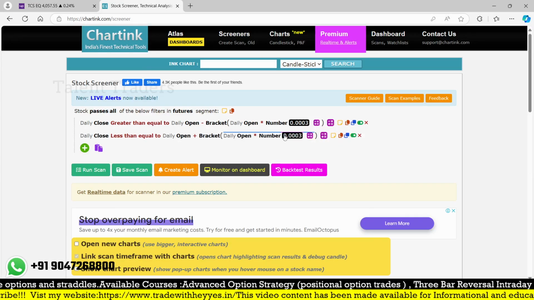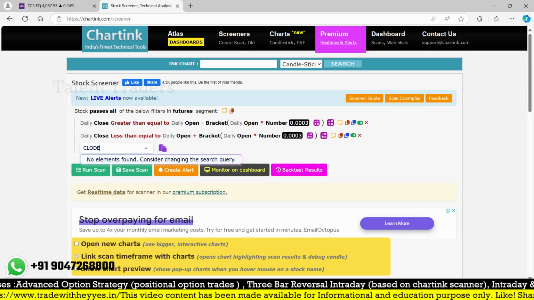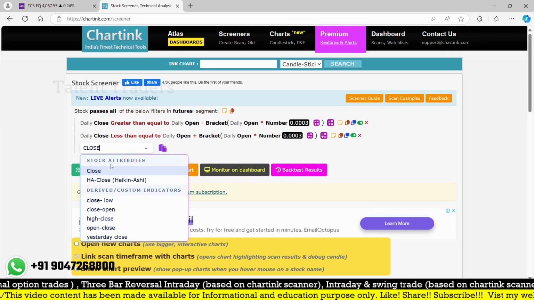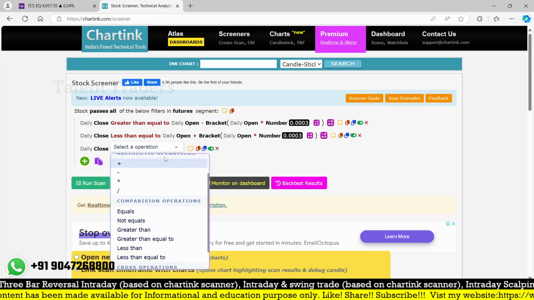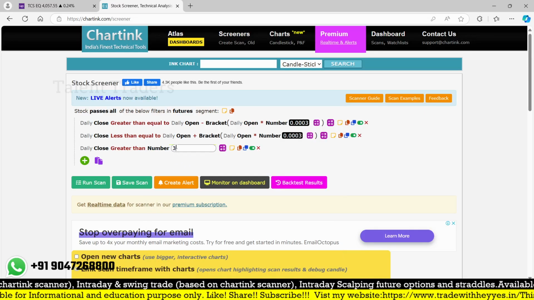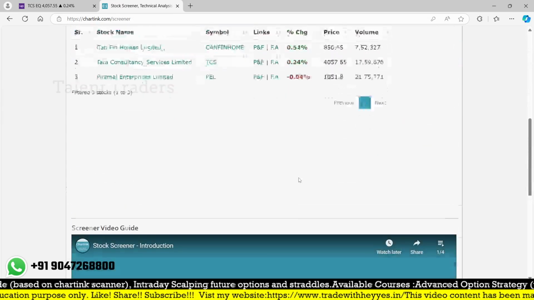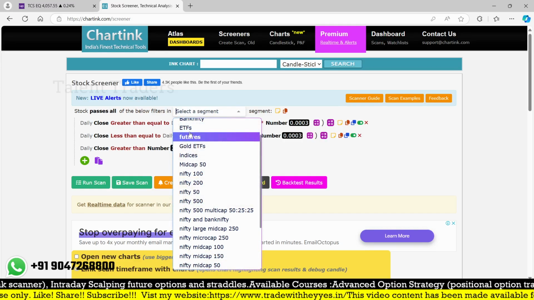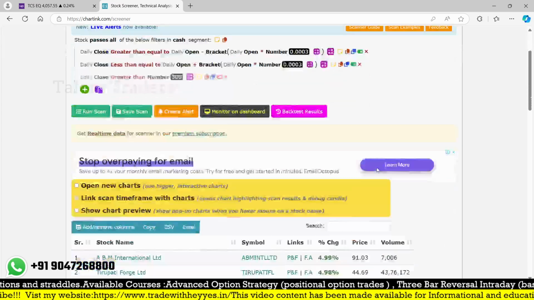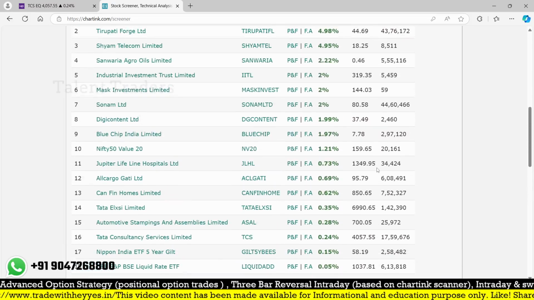So let me try to add some filter. The close of a particular candle, that means a particular stock value, should be greater than 300. This will fetch you only stocks with value above 300. Why am I adding this condition? For example, if I'm using the cash segment and run this, you can see how many stocks are forming such a doji candle.